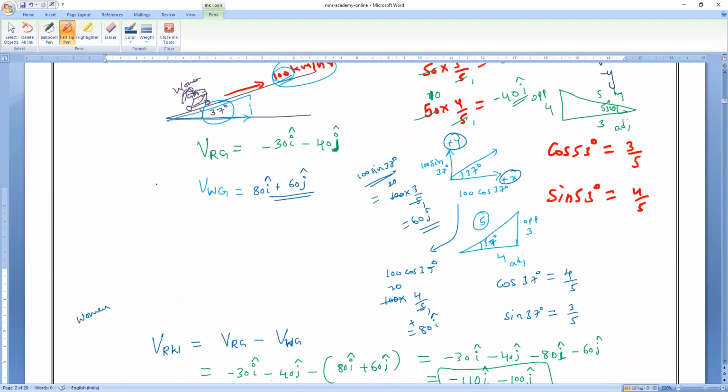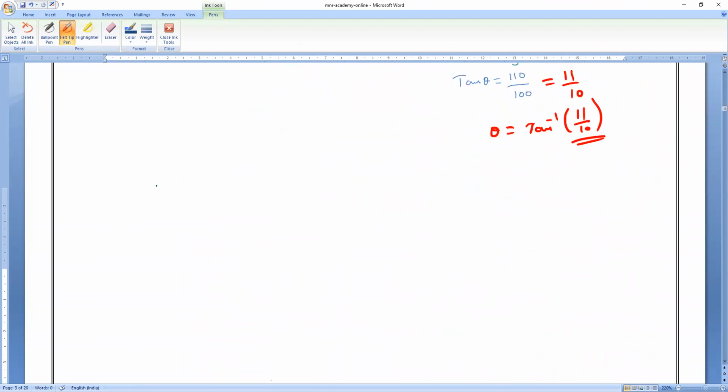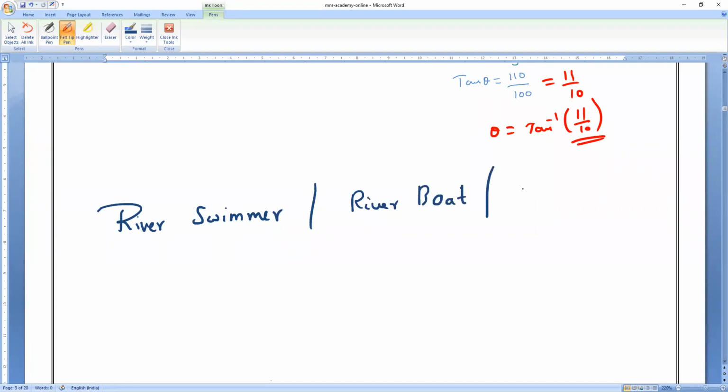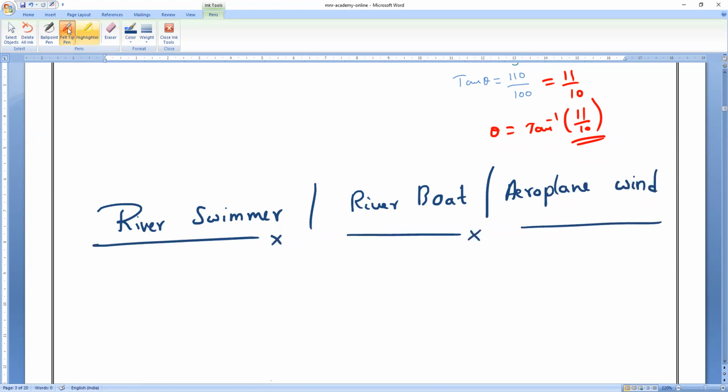So now, please keep the next concept ready. This is the river swimmer problem, or we can say river boat problems, or you can say the aeroplane and wind problem. In all the cases the concept is the same. If you understand it one time, that's all it is. Very, very simple. So we start now.